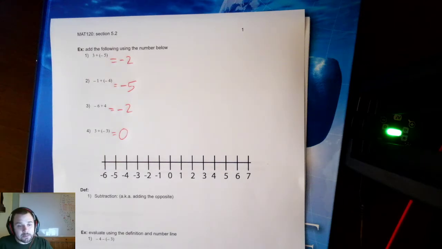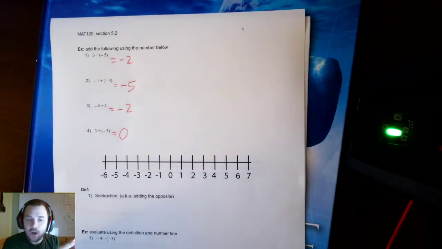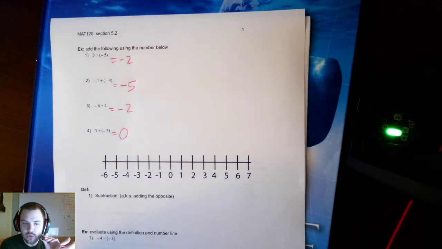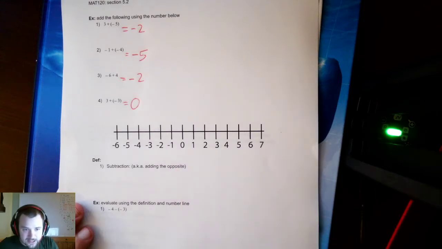So the number line helps me keep track of which direction I am shifting. Am I making the number larger or smaller? Am I moving to the right or to the left? If you ever get tripped up in your plus and minus signs, always feel free to refer back to a number line. Now, subtraction, aka adding the opposite.